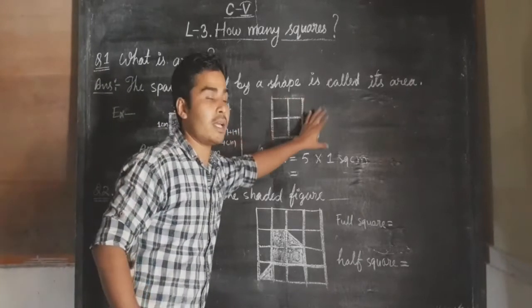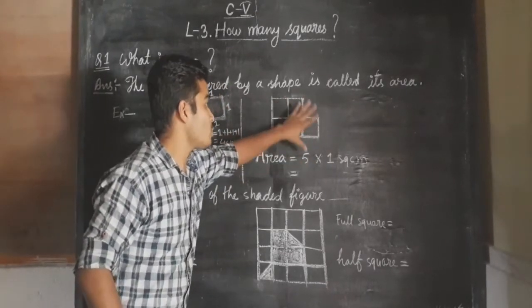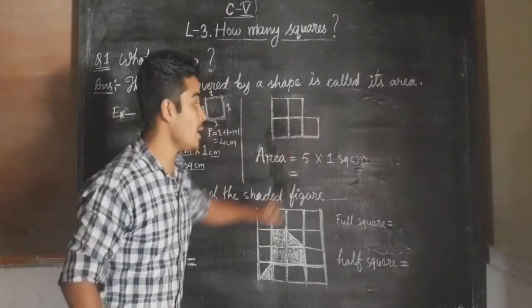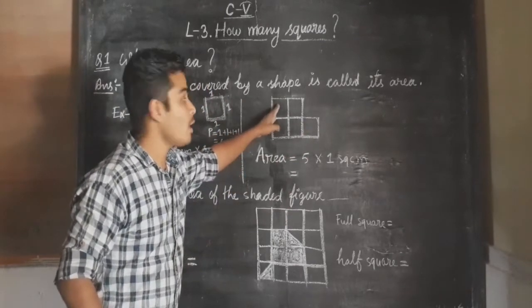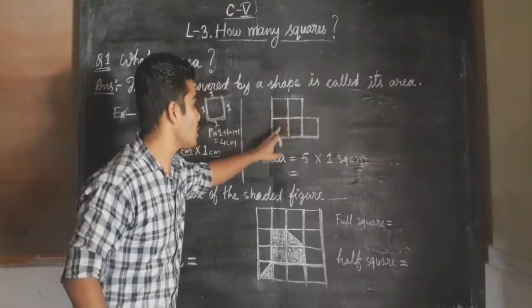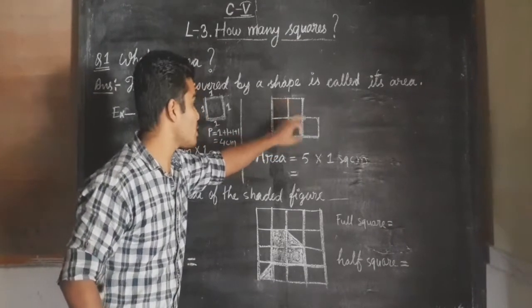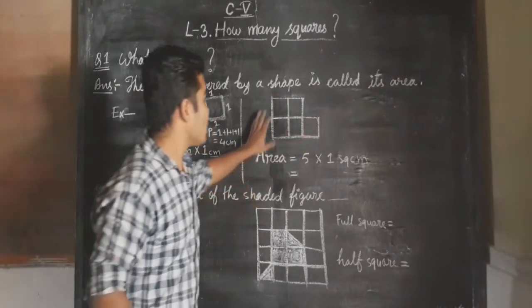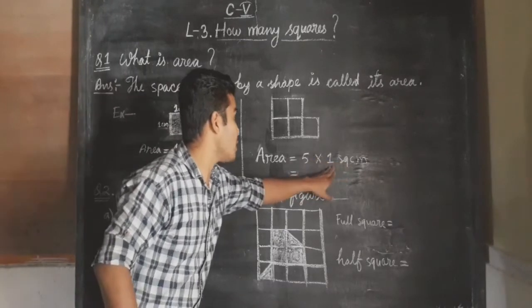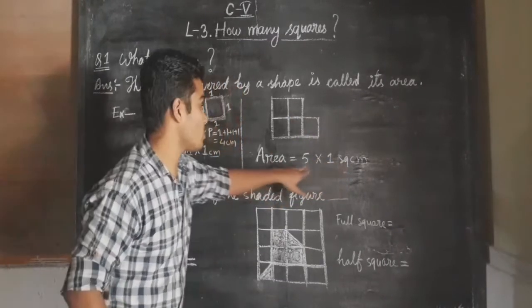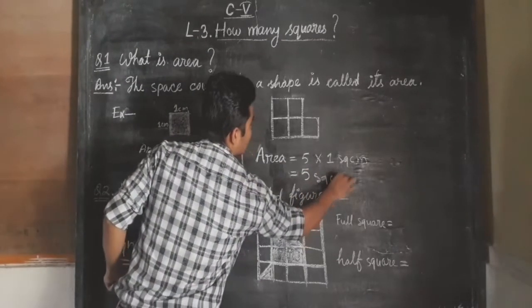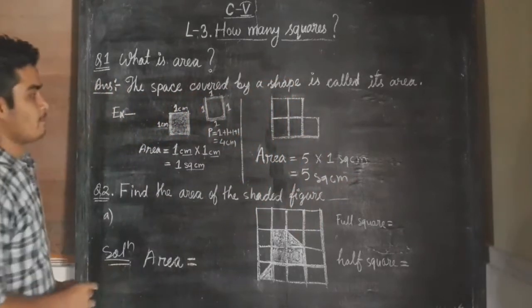For finding the area of this figure, I have divided the complete figure into how many small squares? 1, 2, 3, 4, 5. And for every square, what was the area? 1 square centimeter each. So there are 5 square centimeters. I have written 5 into 1 square centimeter, meaning the area of 1 square is 1 square centimeter. So 5 into 1 is 5 square centimeters. This is the area of this figure.